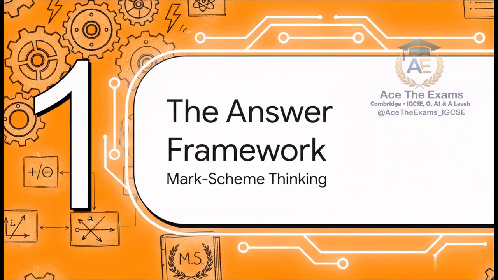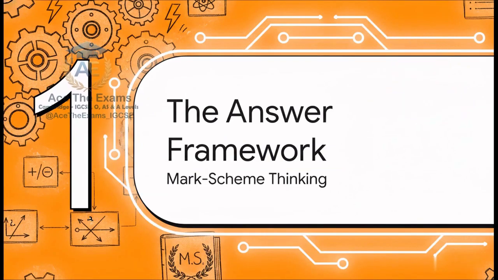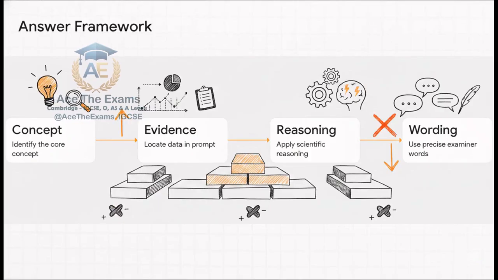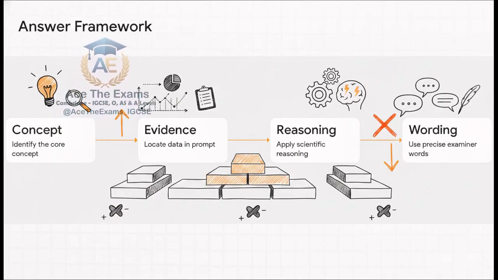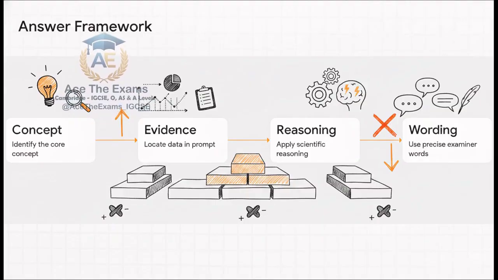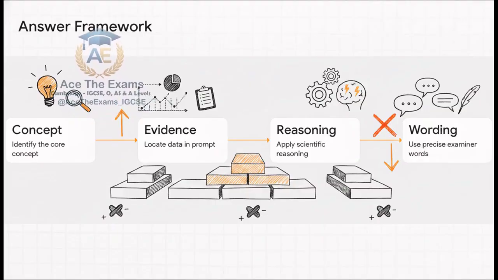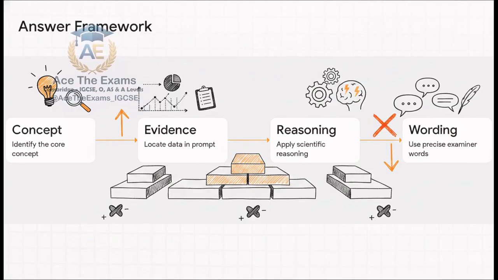Section 1. The Answer Framework. Upgrading to Mark Scheme Thinking. Let's fix your exam strategy right now. This is the targeted system that transforms ordinary answers into bulletproof, Cambridge-approved responses. It's like a giant puzzle, and it breaks down into 4 non-negotiable steps.